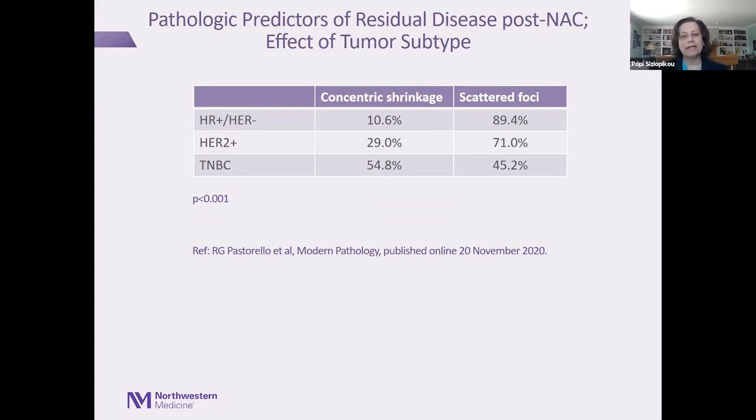When the tumors were stratified by both the hormone receptor and the HER2 status, the scattered foci pattern was seen in almost 90% of the hormone-positive HER2-negative tumors, but only in 45% of the triple-negative tumors, and that difference was highly statistically significant. This study raises the interesting possibility that histopathologic parameters may predict the pattern of residual disease in at least some subset of breast patients treated by neoadjuvant chemotherapy.